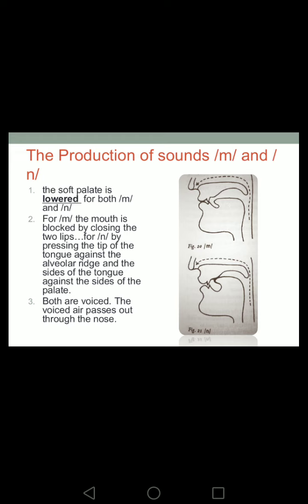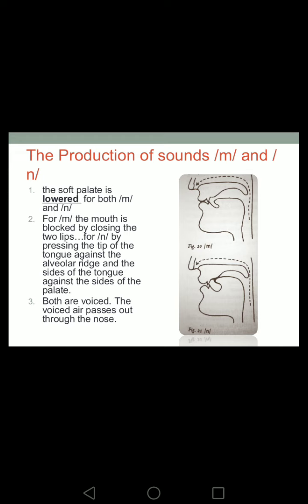The second step is the blockage of the air. Let's see where this happens. The blockage happens, of course, in the oral cavity. For the m sound, we have the two lips tightly closed. The lips are closed. You see in the above picture, we have the two lips tightly closed.